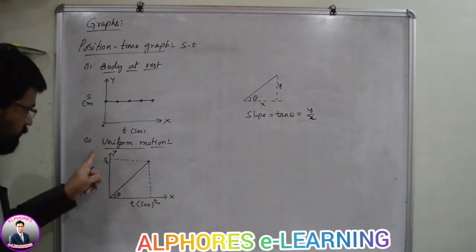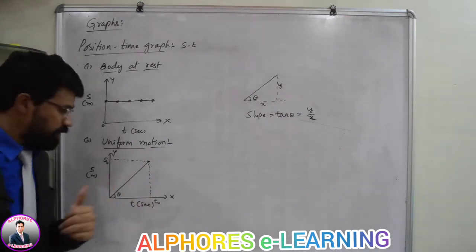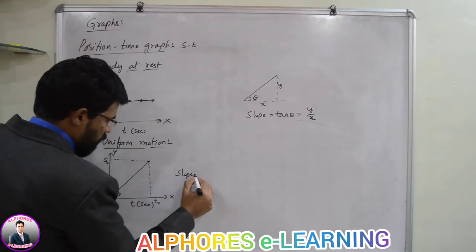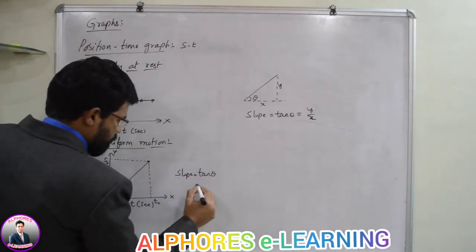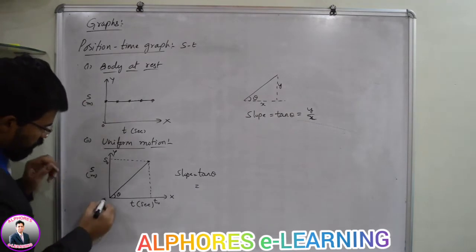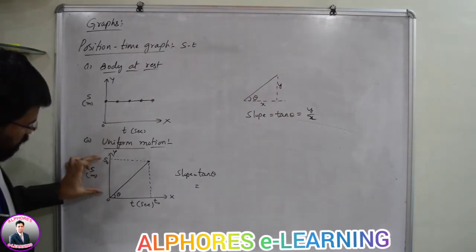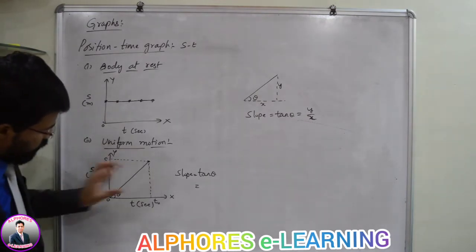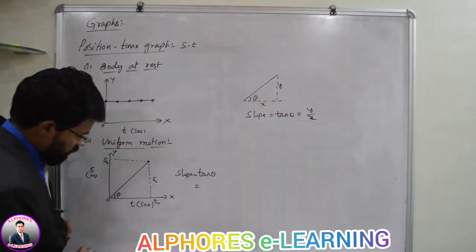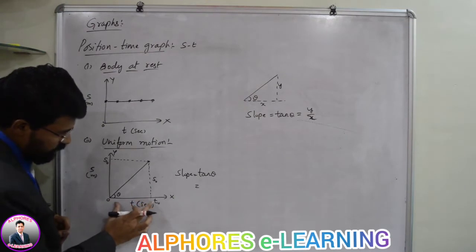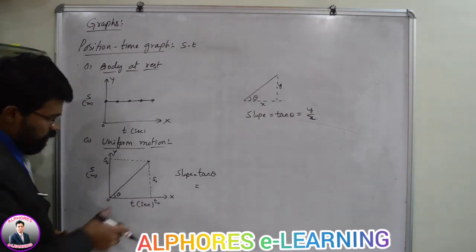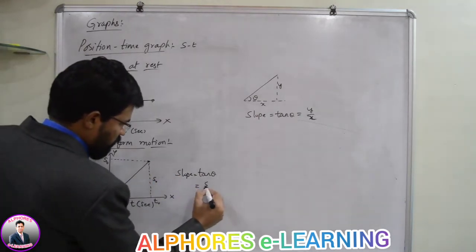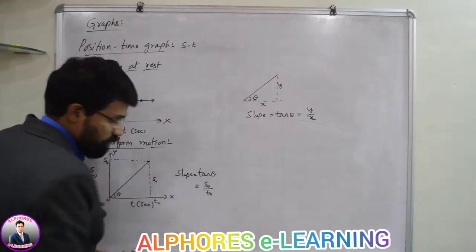And what kind of motion is this? Uniform motion. The body is moving with constant velocity. In this case, if you write the expression for slope, what will you get? Slope is equal to tan theta, which is equal to, look at this picture. From here to here, what is the length? S0, right? And from here to here, how much is the distance of separation? T0. Opposite side by adjacent side gives us tan theta. So here tan theta can be written as S0 by T0.